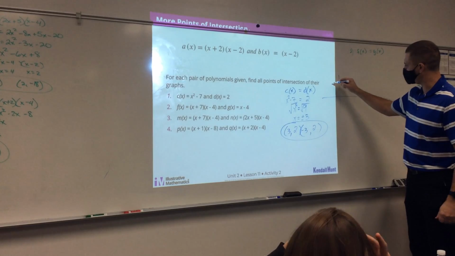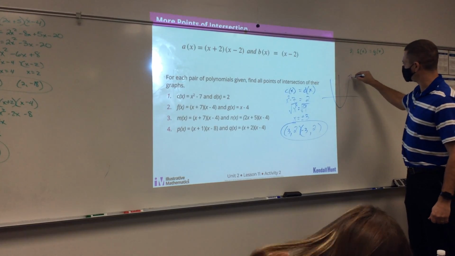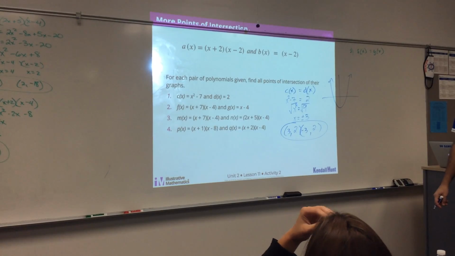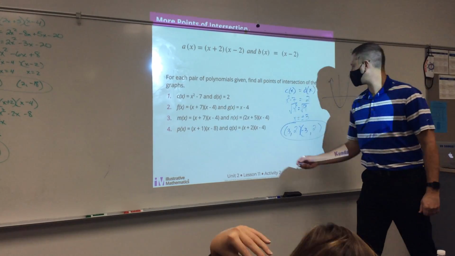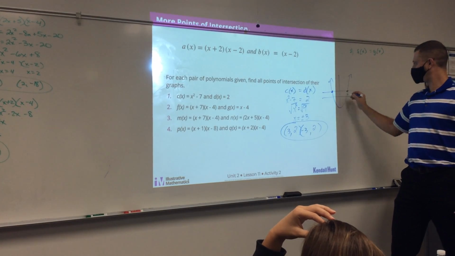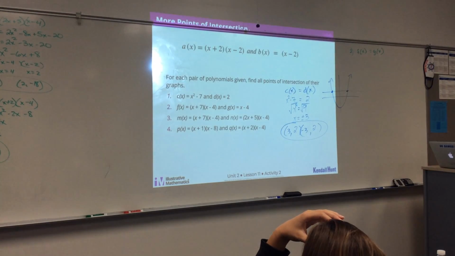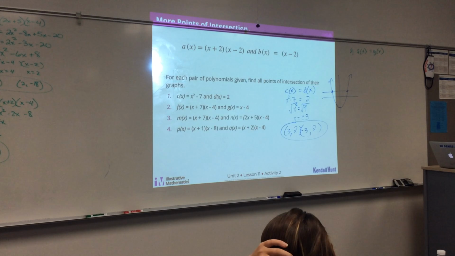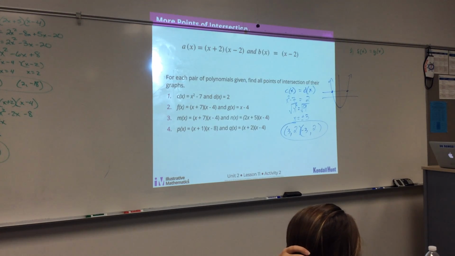X squared minus 7 looks something like this, right? Y equals 2 looks something like this. You've got a parabola, you've got a line. Good chance you've got two places where they meet. Does that make sense visually? Yep. Yes. Okay.